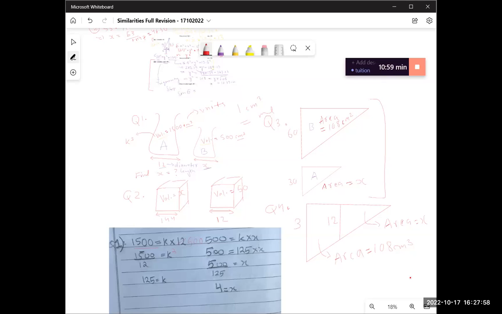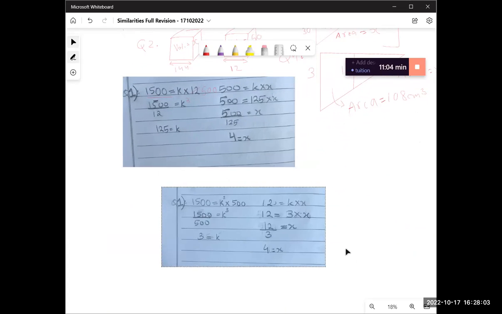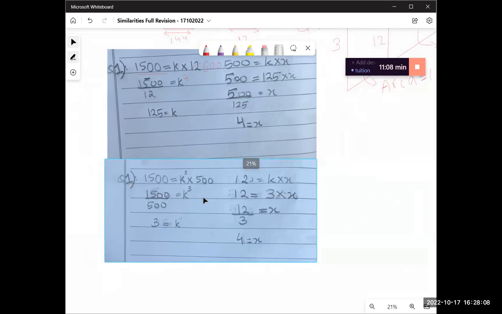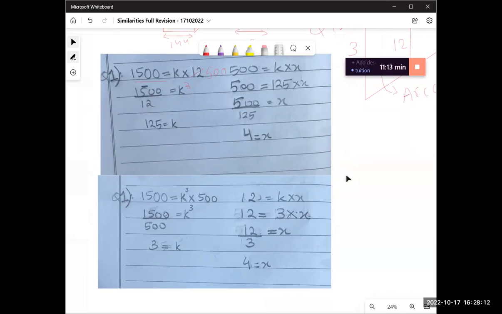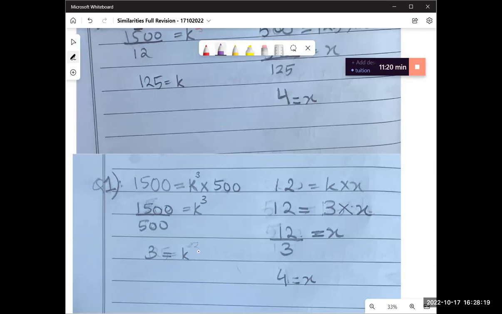Now, Safa, you did some improvements. Very good. Safa, talk to me on the board. Now, can you see your answer? Yes, sir. Now, one thing is, k cube is equal to 3. So to find k, we need to take this power to the other side, which will become root of 3.